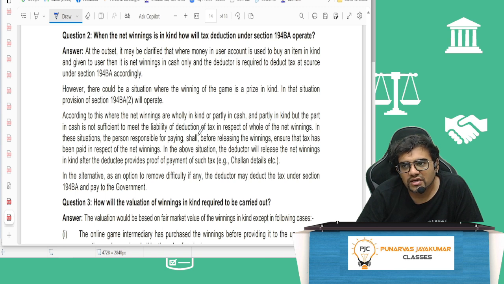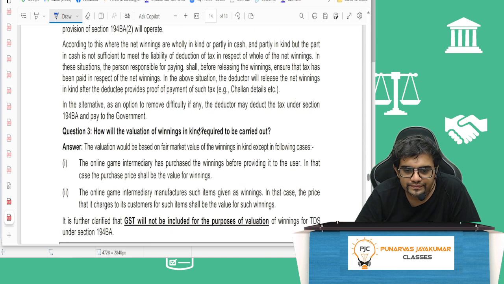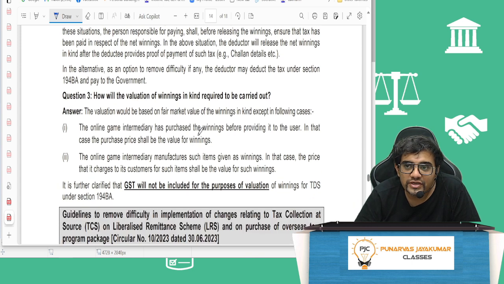If I won the car, just like lottery winning, here also he has to ensure that the deductor ensures that the tax has been paid on it. Simple as that. Only then you can go ahead. Otherwise, no. Now, what will be the valuation of the winnings?